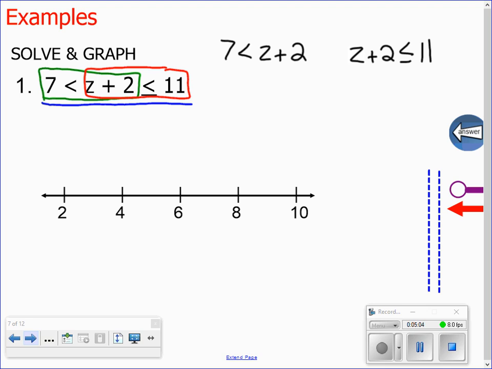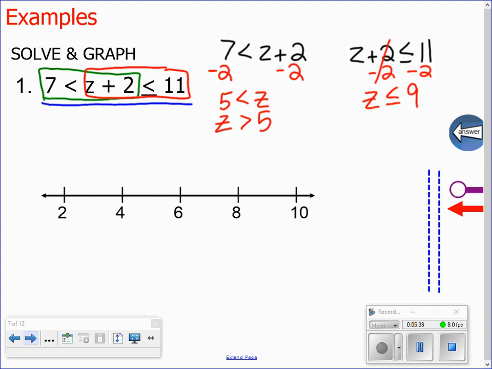When we solve this one, we are subtracting 2 on both sides so that the z is by itself. This becomes 5 is less than z, but remember that we want the variable on the left side. So we would have z is greater than 5. Looking at the other inequality, subtracting 2 on both sides again, we would have z is less than or equal to 9. And the variable is already on the left side here, so we don't have to rewrite that.